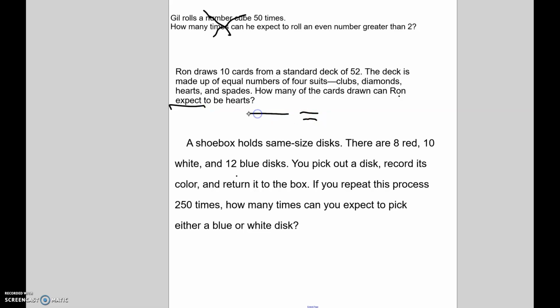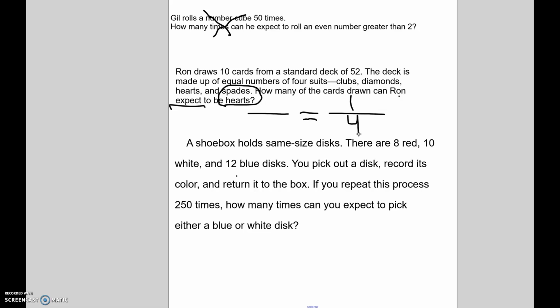I don't see a percent in this problem, so I'm going to have to do a fraction. So in a deck of cards, the deck is split up into 4 suits. A quarter or 1/4 of the cards are hearts. 1/4 are clubs, 1/4 are diamonds, and 1/4 are spades. That's how a deck of cards is split up. So for hearts, it's 1 out of 4 are hearts.